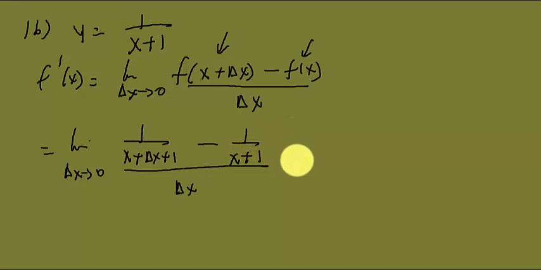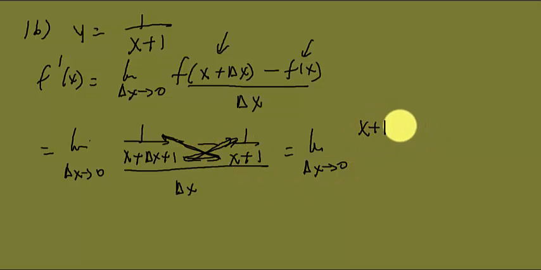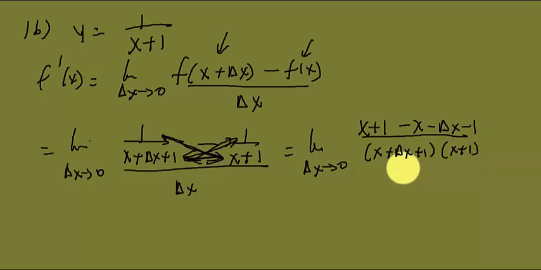Now we have to clean it up, do some algebra. Limit as delta x goes to 0. I'm going to use the ancient Indian secret, multiply here, multiply there, to subtract these two fractions. When I multiply from here to here, I get x plus 1. And when I multiply this, I'm multiplying everything by negative 1, so it would be negative x, negative delta x, minus 1. Then I multiply the bottoms together, and I'm going to leave it in factored form: x plus delta x plus 1 times x plus 1, and all that's going to be over delta x.